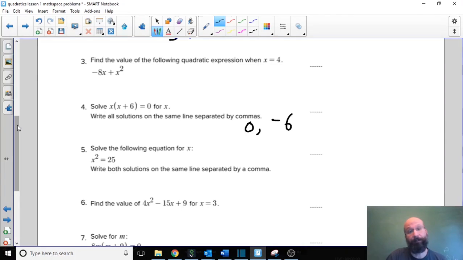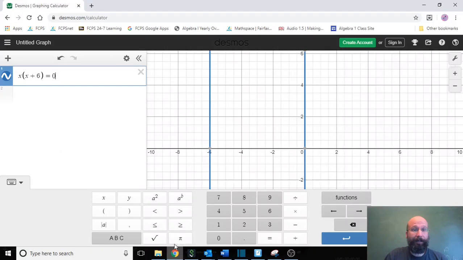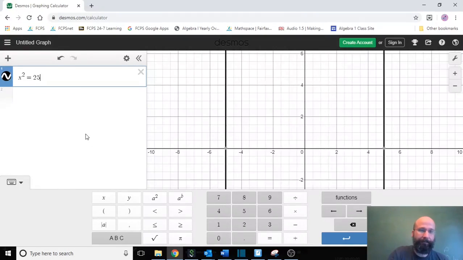Could have one answer, could have none. We'll do that next lesson. So same thing. You're solving, you're finding the solution or the root or the 0 of x squared equals 25. So go back to Desmos. Put in x squared equals 25.